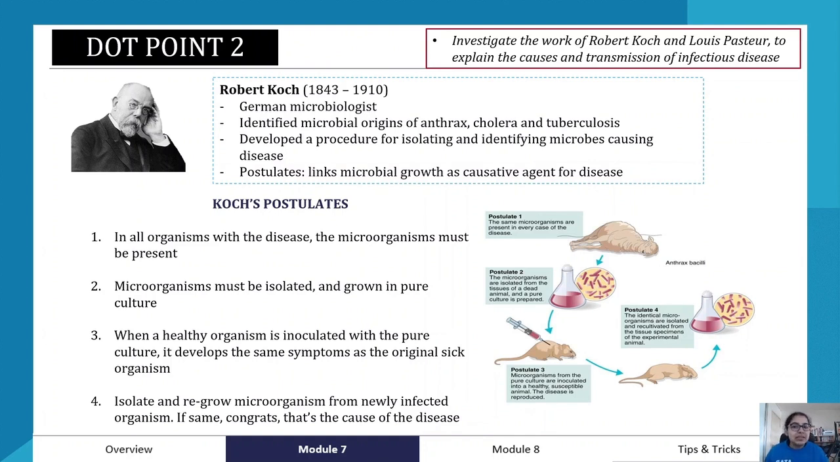So we do the same thing, it's kind of like a cycle. We repeat it twice, and if the same thing happens, we can see that each time it's causing the same symptoms, and it's obviously due to that microorganism. We've found which microorganism is causing the disease. That is what the 4 postulates are doing. It's about identifying that this certain microbe is causing the disease.